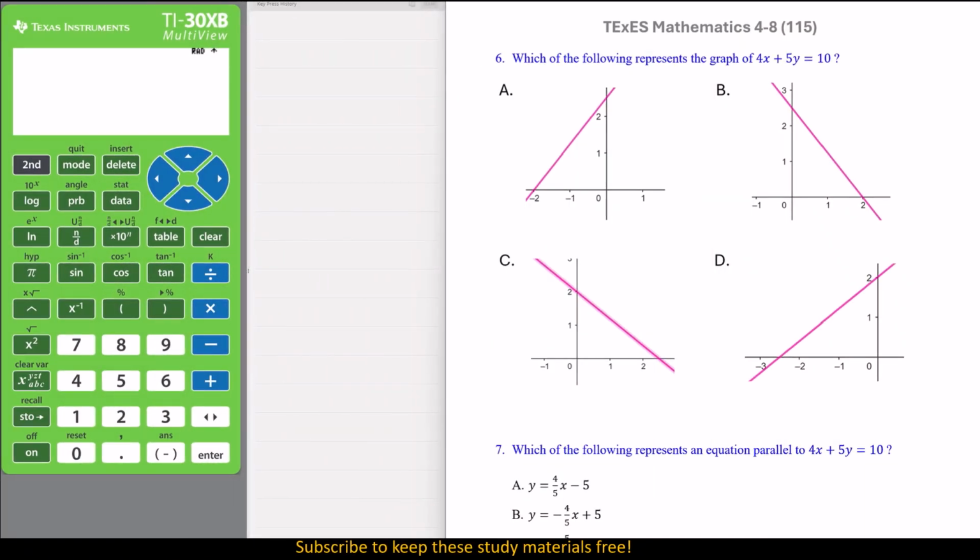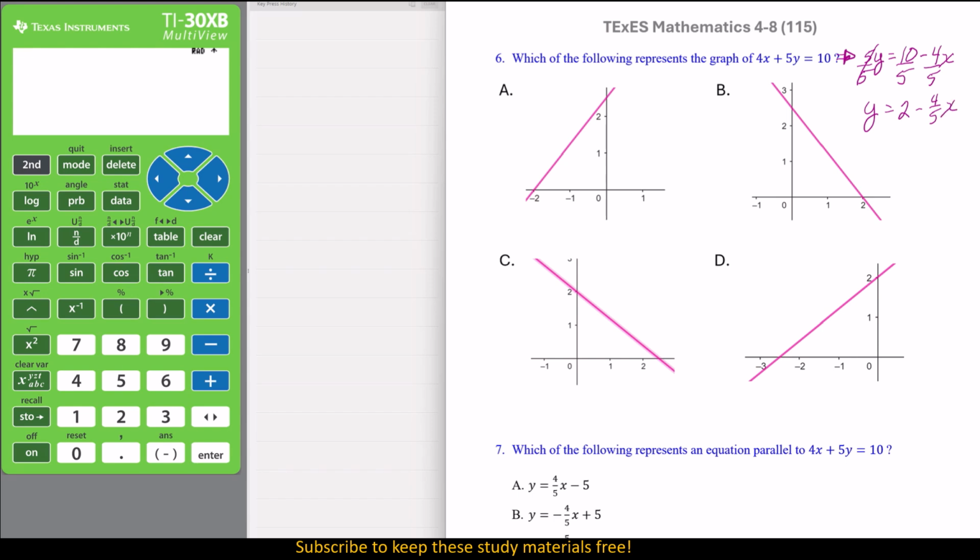Number 6. Which of the following represents the graph of 4x plus 5y equals 10? Okay. Well, let's take a look at what happens here. We need to put this in y-intercept form, so I can see that this will become 5y equals 10 minus the 4x. Now every single term must be divided by that 5. So y equals 2 minus the 4 over the 5x.